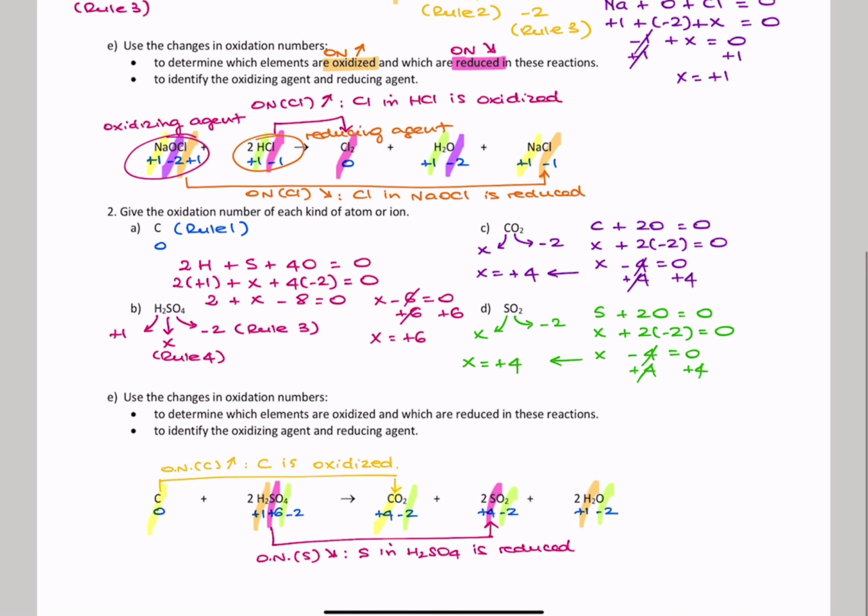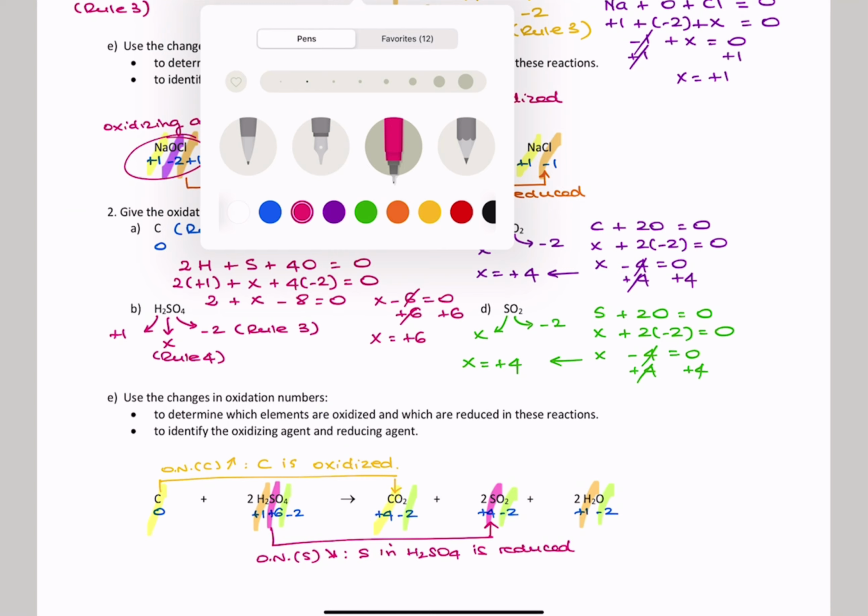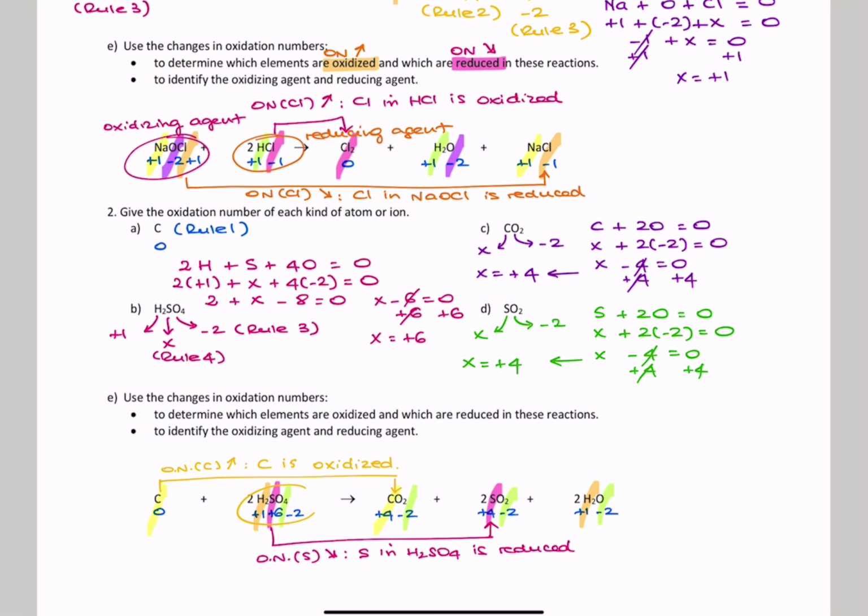Now that we have this, we need to determine the oxidizing agent and the reducing agent. The carbon is oxidized. What's responsible for the oxidation of carbon? H2SO4. So H2SO4 is the oxidizing agent. In H2SO4, S is reduced. What's responsible for the reduction of S in H2SO4? The carbon. Therefore, the carbon is the reducing agent.